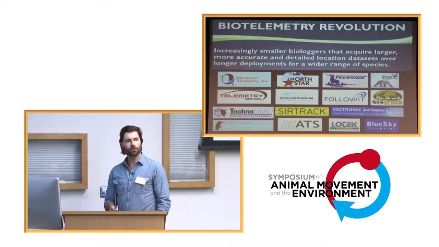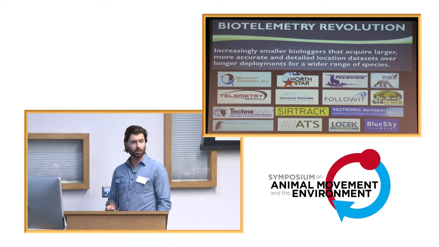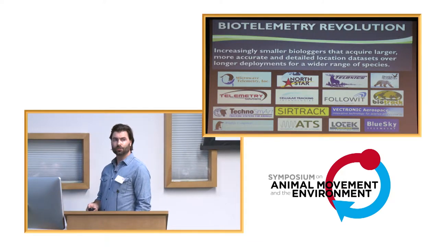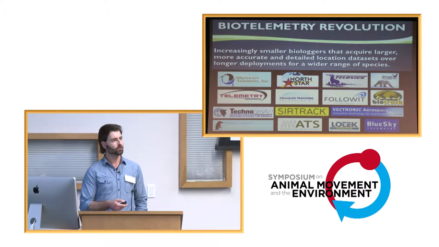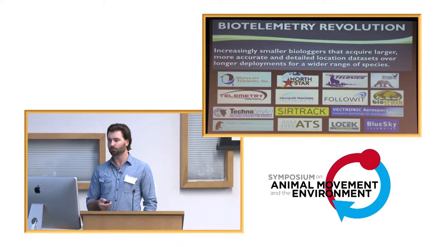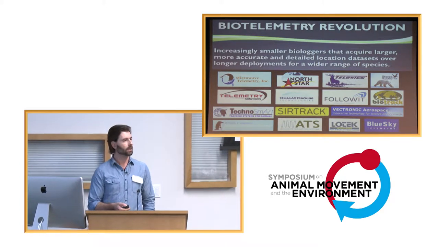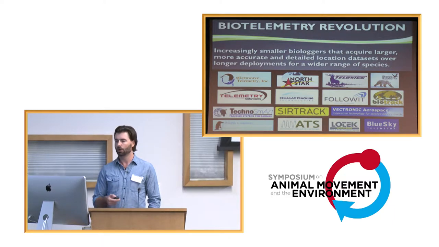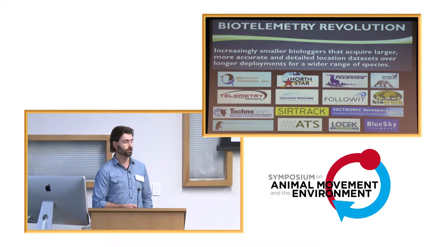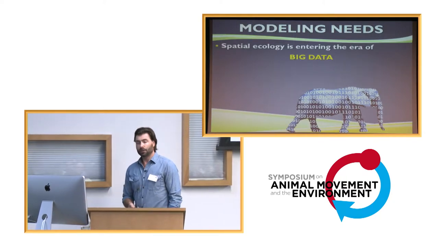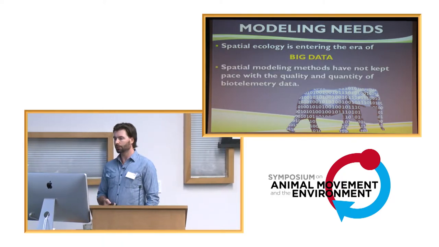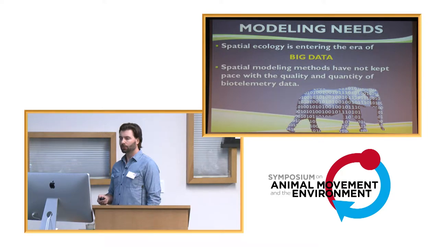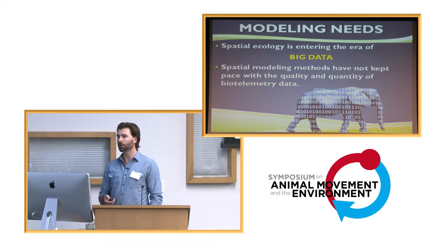As we've all heard over the last couple of days, we're in the middle of a biotelemetry revolution, and I think nothing illustrates this further than the fact that there's a crowded marketplace now of vendors all competing for your dollars to track animals, because we're getting increasingly smaller biotelemetry devices that acquire larger and more accurate and detailed location data sets over longer deployments for a wider range of species. In fact, it's fair to say that spatial ecology is now entering the era of big data. And as cliched as that term is, I think it's also fair to say that spatial modeling methods haven't really kept pace with the quality and the sheer quantity of biotelemetry tracking data.